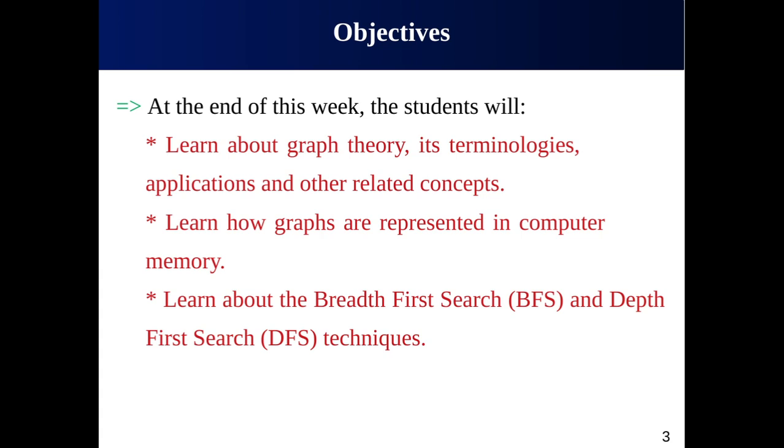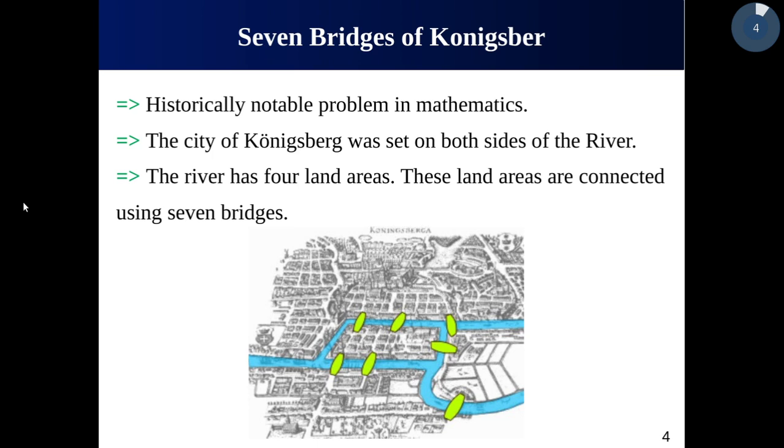And besides, you will also learn about traversing of a graph. More specifically, we will be talking about two different types of methods that are available to visit each and every node of a graph. And they are known as breadth first search technique and depth first search technique. Let us start with the seven bridges of Konigsberg.